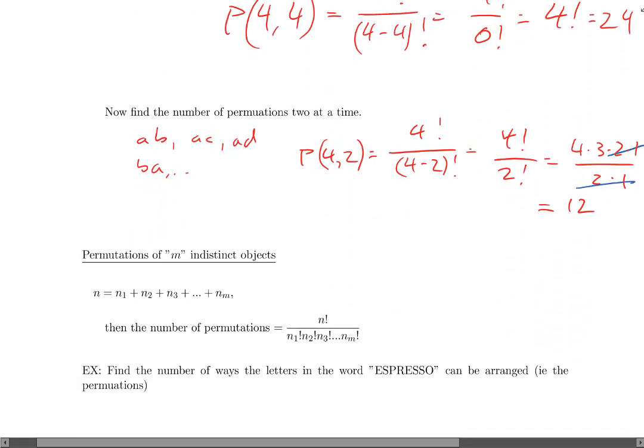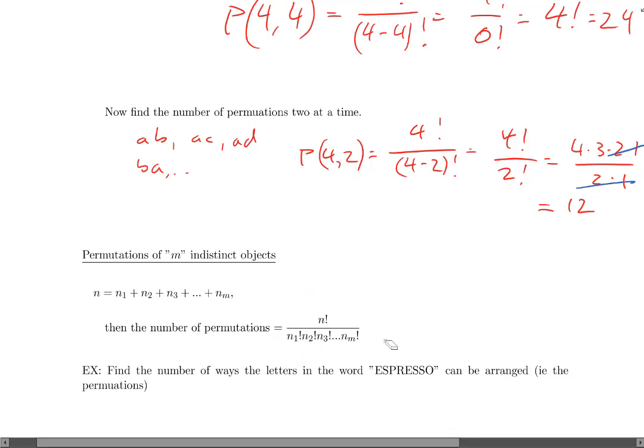Alright, so now we're going to look at the permutations of indistinct objects. Basically, you've got a bunch of objects, and how many ways can you arrange them? Where the number of times we see object 1 is n1, the number of times we see object 2 is n2, and so on and so forth. The number of permutations will be given here. What does all this mean?